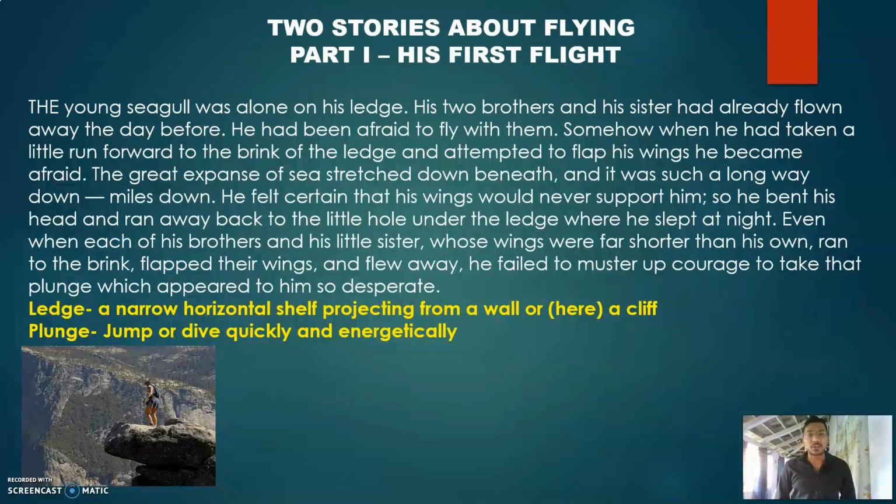So today's video topic is for class 10th CBSE English students, and this is the third chapter of your book. The name of the chapter, as you can see on the screen, is Two Stories About Flying. Now you must have seen that this chapter is divided into two parts, and we are talking about the first part, part 1, His First Flight. This is the story of a seagull.